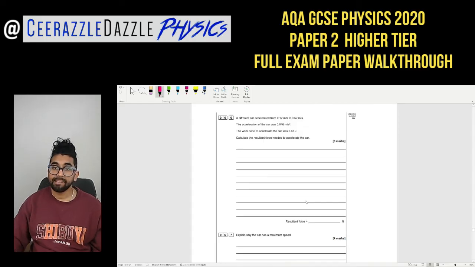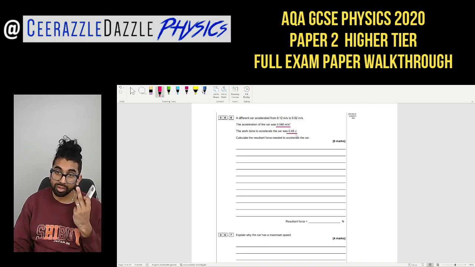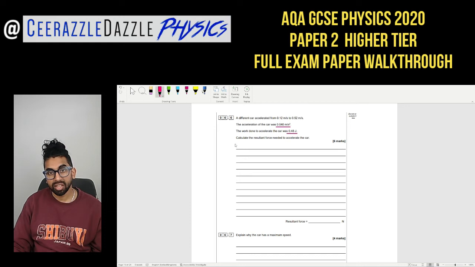A different car accelerated from 0.125 meters per second to 0.52 meters per second. The acceleration of the car is 0.04 meters per second squared. The work done is 0.48 joules. Calculate the resultant force needed to accelerate the car. So if you want the resultant force, you know it's going to be what we're going to be looking at here. Well, for me, I know that I've got the energy, so I know it's something about the work done.